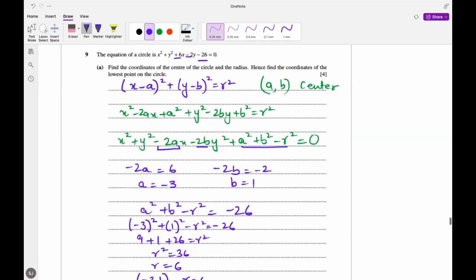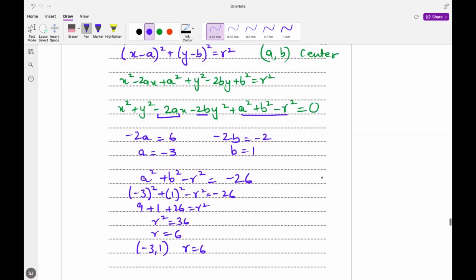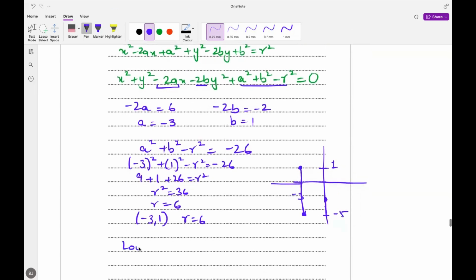Now we also have to find the coordinates of the lowest point on the circle. Now to understand this, let's try and make a circle first over here. And the center is minus 3 comma 1. So let's say this will be the center of the circle. Now as the radius is 6, the lowest point will be 6 units below this point. So if this value was 1, it will decrease by 6, which will become minus 5, and the x value will remain the same. So the lowest point on the circle will have the coordinates minus 3 and minus 5.